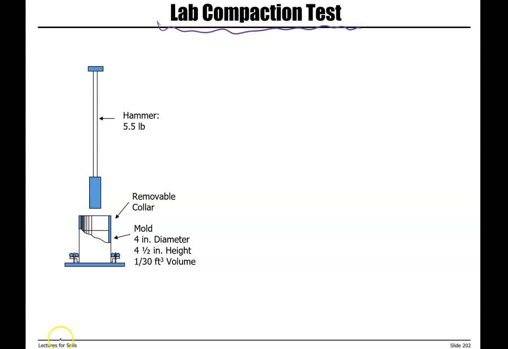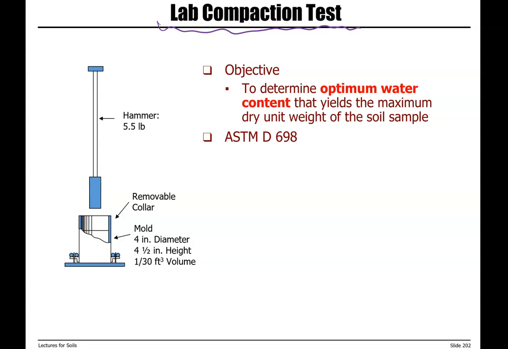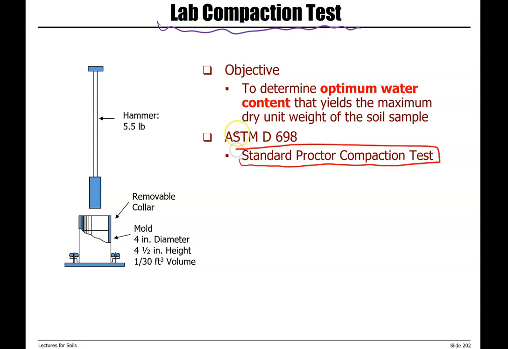So our next lab will be on compaction, and it's called standard Proctor compaction test based on ASTM D698. The objective is again to find the optimum water content that yields the maximum density, dry density, or dry unit weight. That is the objective of this test.